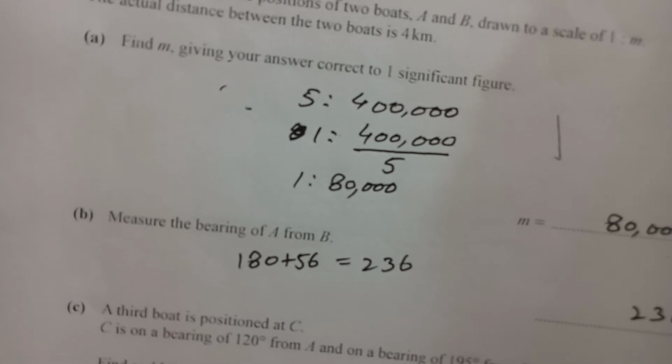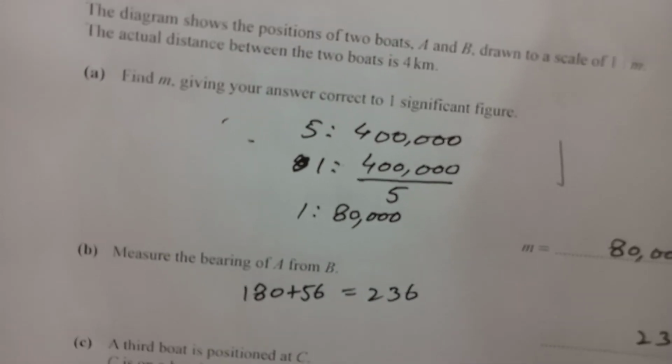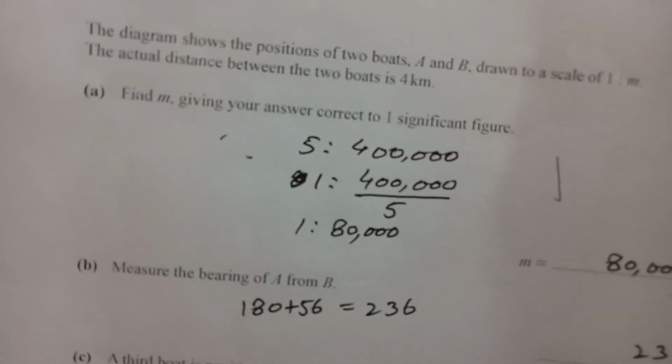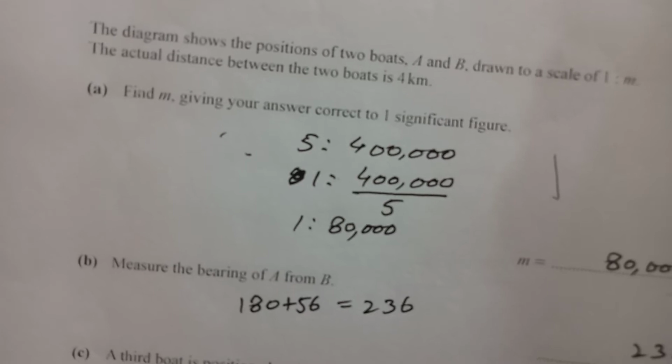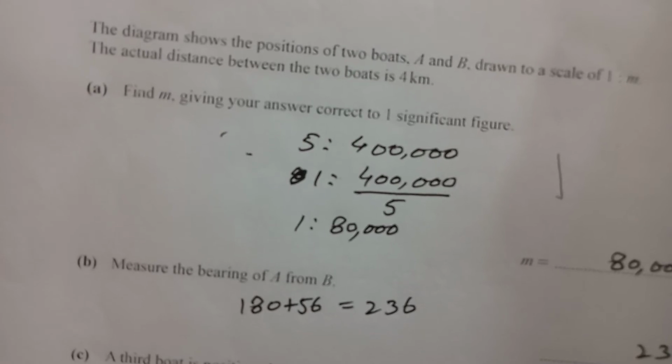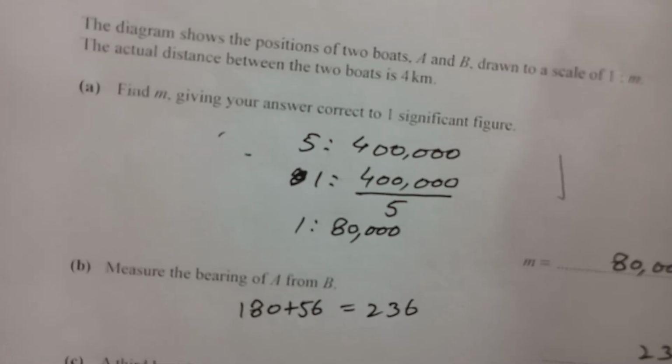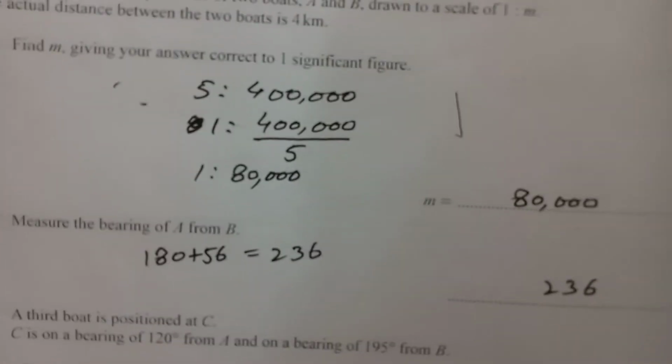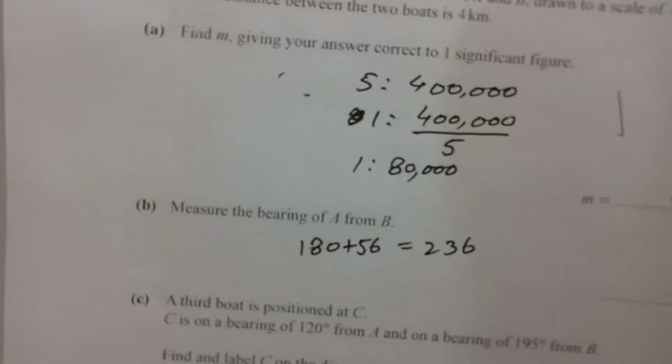After measuring, the length of AB is 5. So this is the ratio 5 to 4 kilometers. The 4 kilometers will be converted into centimeters, so we will get 5 to 400,000 centimeters. Sorry, 5 is in centimeters. After simplification, the answer is 1 to 80,000.